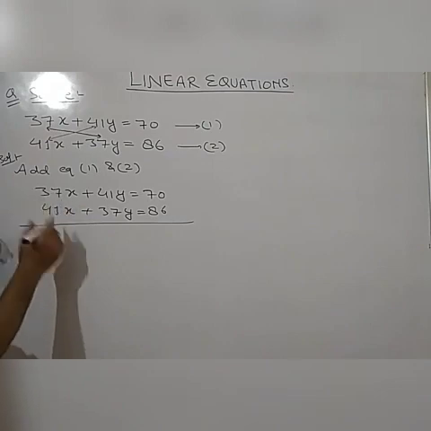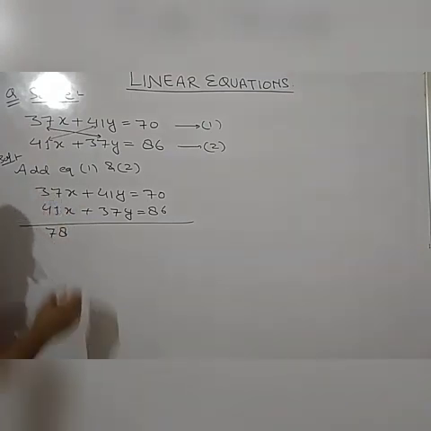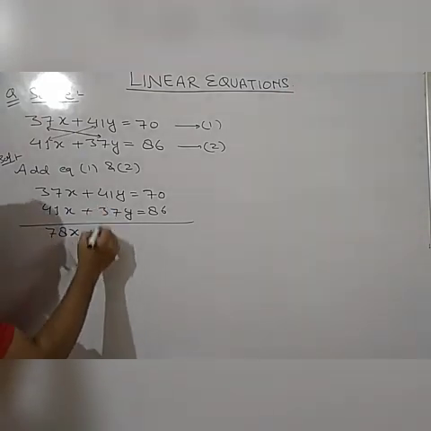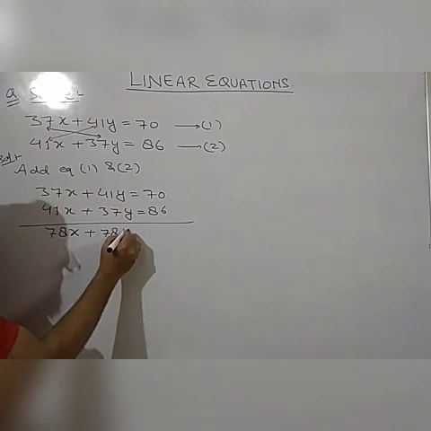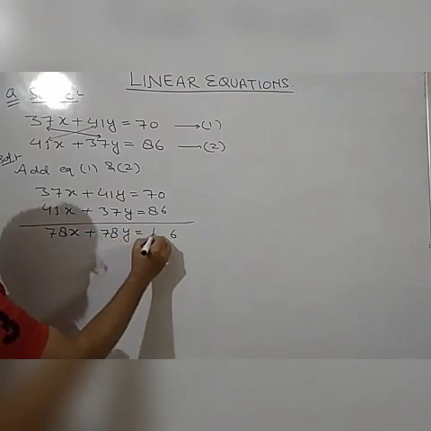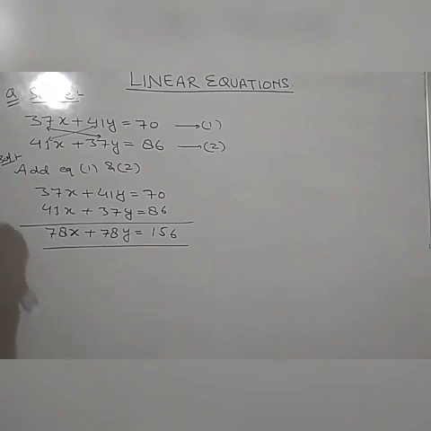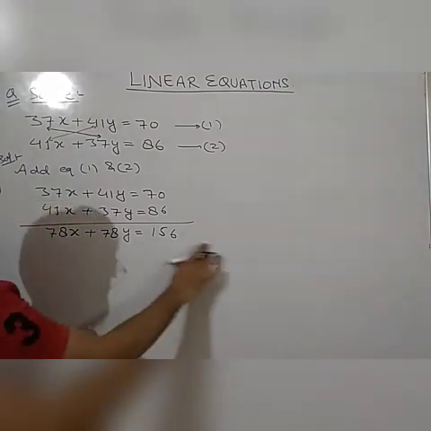So what will we get? 7 plus 1 is 8 and 4 plus 3 is 7, so this will be 78x plus, again 7 plus 1 is 8 and 4 plus 3 is 7, 78y is equal to 70 plus 86, which is 156. So we get the equation 78x plus 78y is equal to 156.